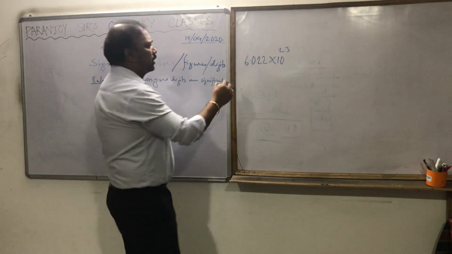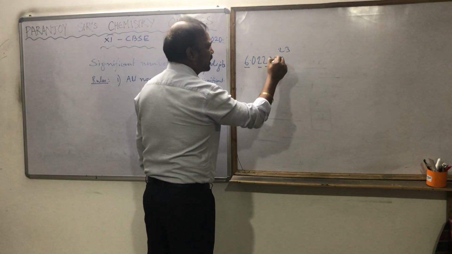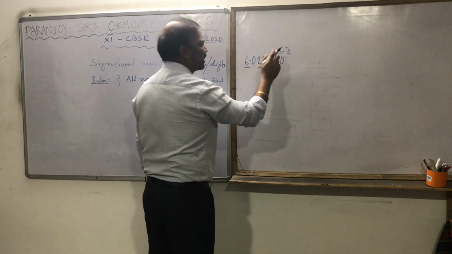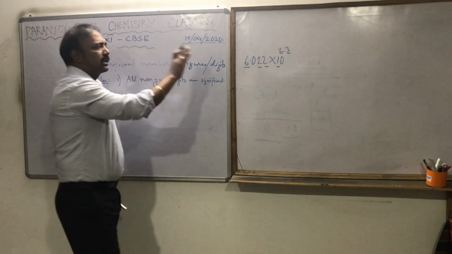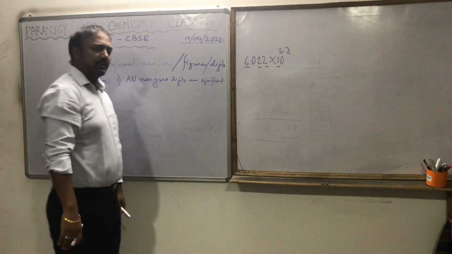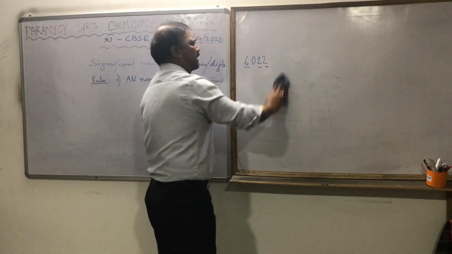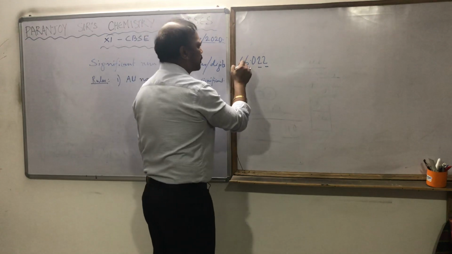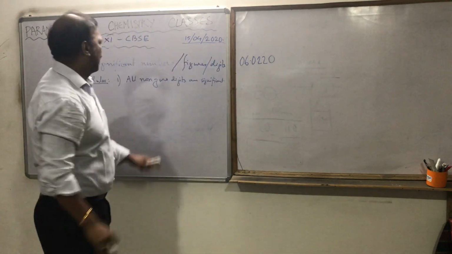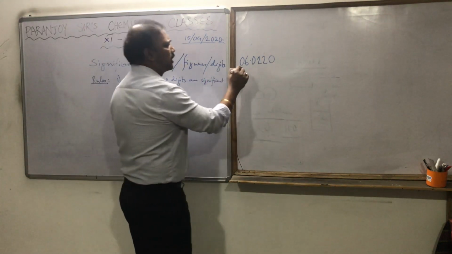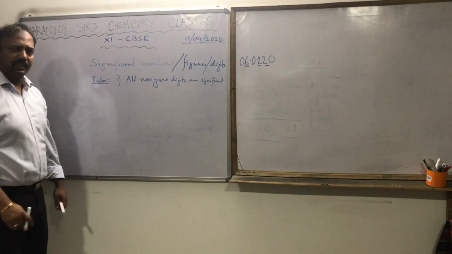According to the first rule, 6 is significant, 2 is significant, 2 is significant, 1 is significant, 2 is significant, 3 is significant. But that's not everything. Let me take a simpler version. Suppose I take the number 06.0220. According to the first rule, the significant digits are 6, 2 and 2, since all non-zero digits are significant.